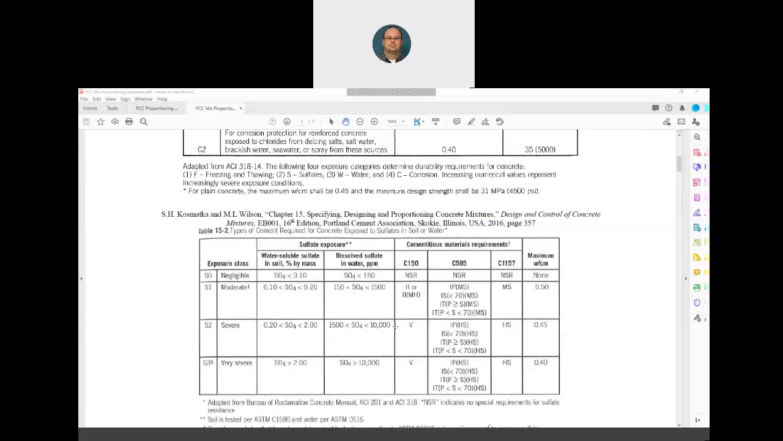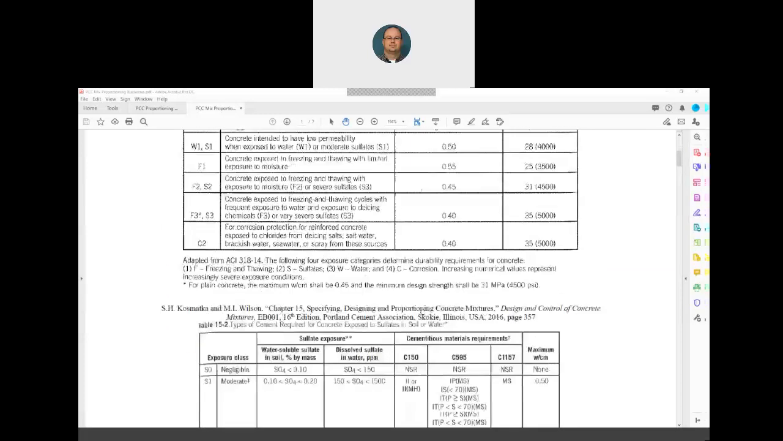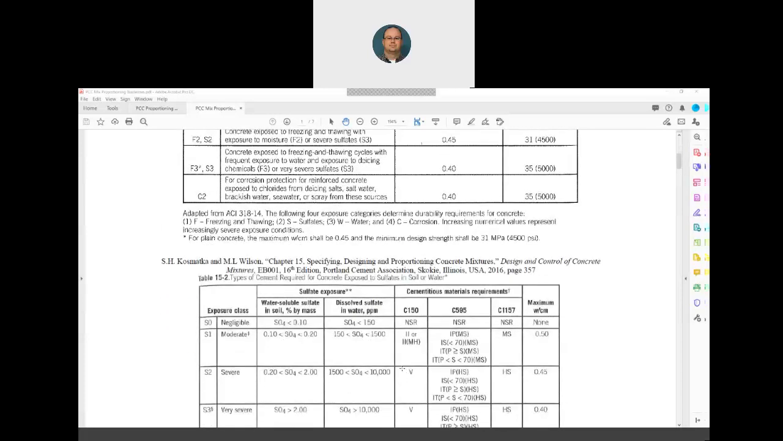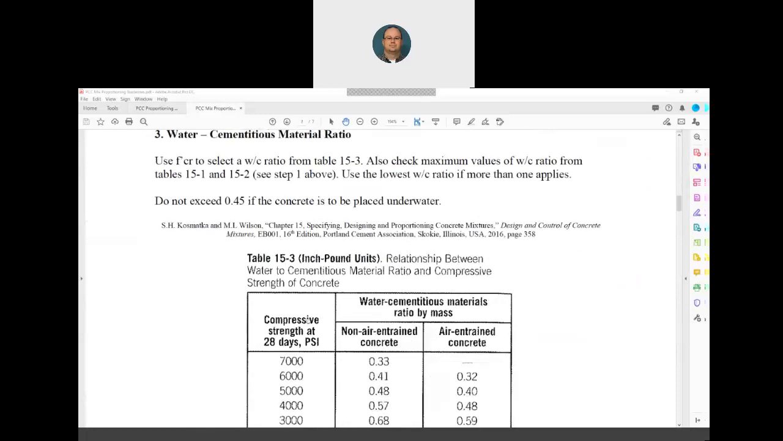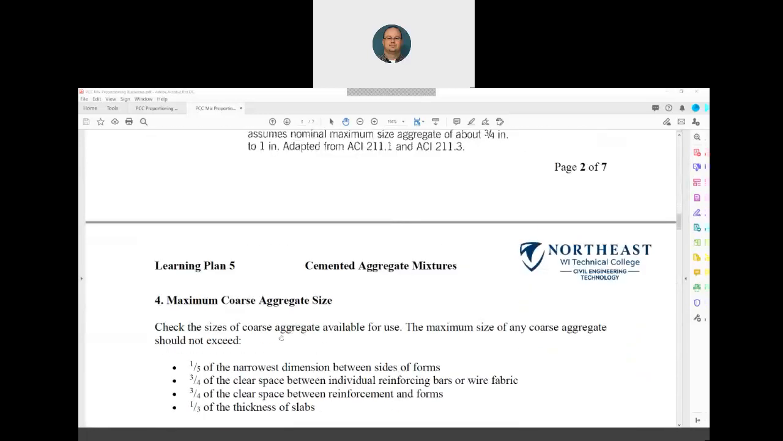So looking at those 3 water cement ratios, I want to pick the smallest water cement ratio, the lowest water cement ratio, because that'll be the best concrete. Between the sulfate exposure, the exposure category, and the design strength, I pick the lowest of the 3. That'll make my concrete able to resist exposure, resist sulfates, and maintain its design strength. So that's step 3. So an example, we will go through this.